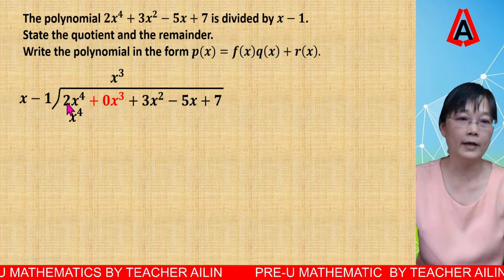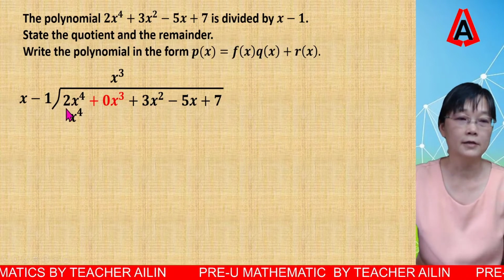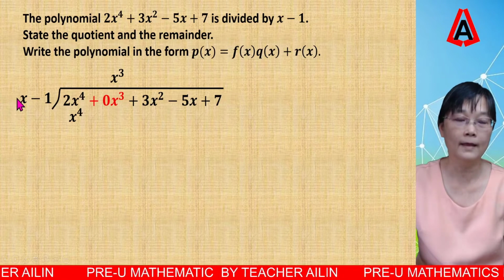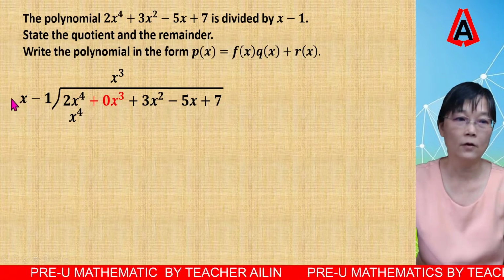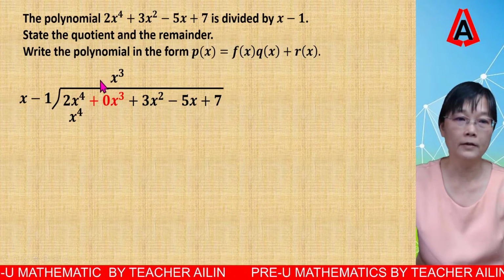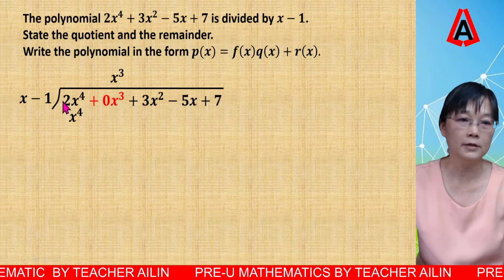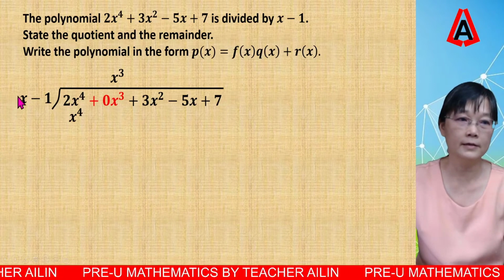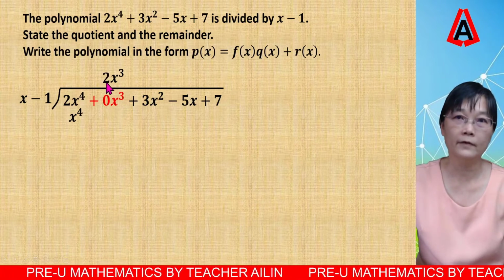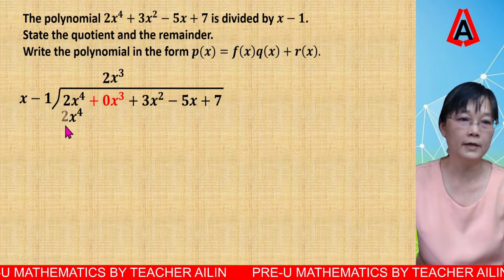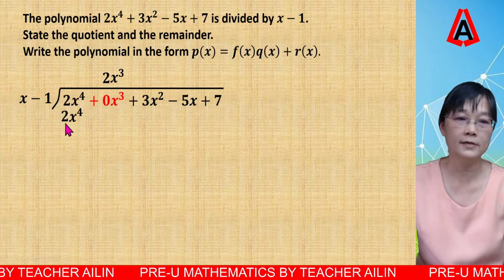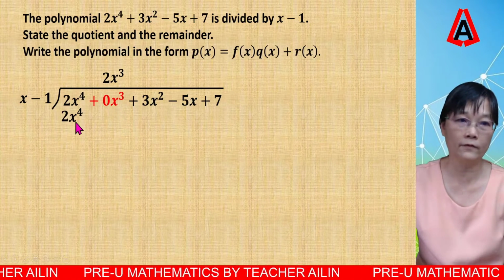And followed by the coefficient. For the divisor, the coefficient is 1. And we must think: 1 multiplied by what number gives the coefficient 2 here? Definitely it is 1 multiplied by 2 to get the coefficient 2, so that we will get the first term 2x power 4.